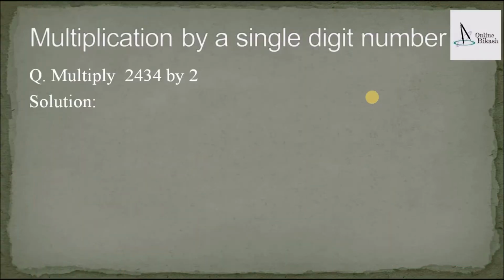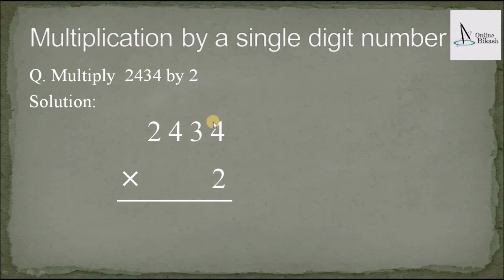So let us see how to multiply a single digit number. This is 2434 by 2. We will multiply this 2434 by 2. So we will write these two numbers like this. Always remember, you have to write the ones place of this 2434, that is 4, and the ones place of the other number below it. The ones place will lie below the ones place. If you find this difficult, then you can draw this kind of line so that when you are doing multiplication it will help you.